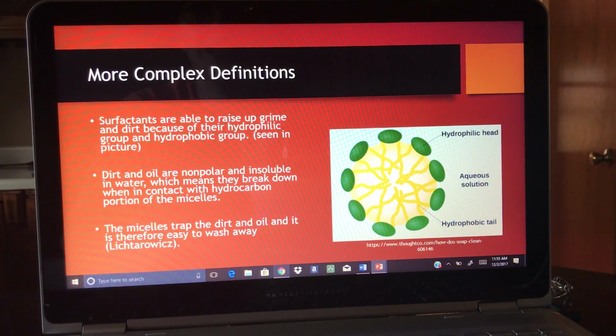To get into more details and more complex definitions about surfactants, they are able to raise up the grime and dirt because of their hydrophilic and hydrophobic groups, which you can see in this picture right here. Dirt and oil are nonpolar and insoluble in water, which means that they can break down when in contact with hydrocarbon. The micelles trap the dirt and oil and it is easier to wash away when they come in contact with them.